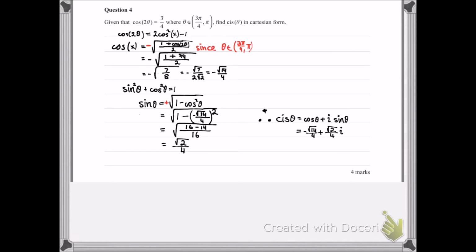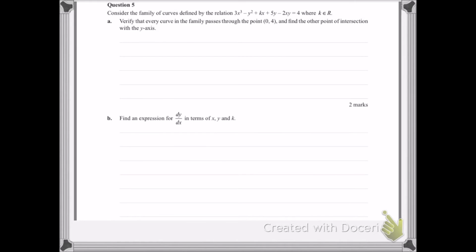Okay, let's look at question 5. Consider the family of curves defined by the relation given here. K, the parameter k, is just some real number. So part A, we have to verify that every curve in the family passes through this point, 0, 4.